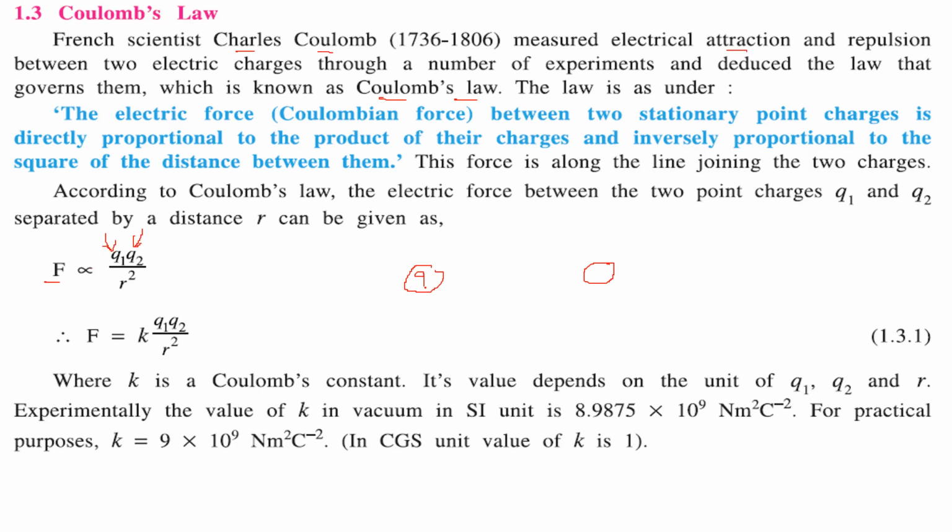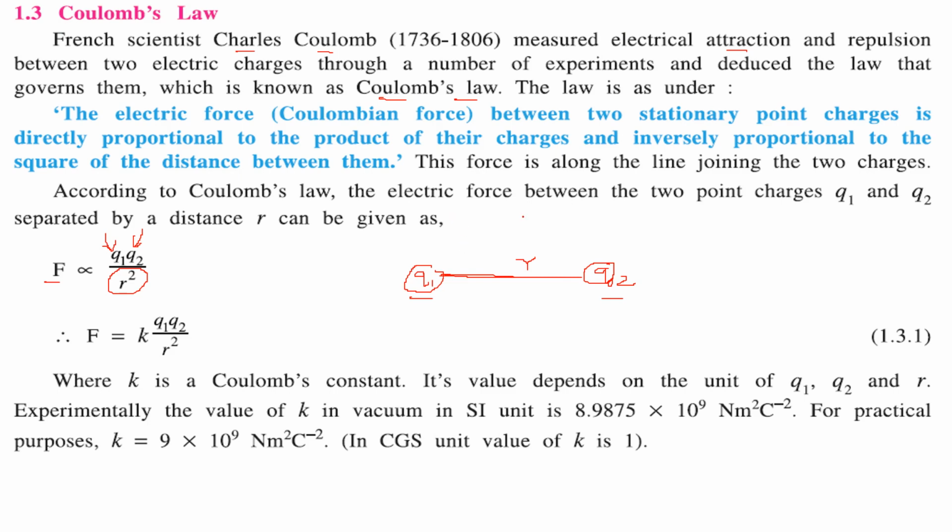If this is Q1, this is Q2, then this force is directly proportional to the product of their charges. And if the distance is r, then this force is inversely proportional to the square of the distance between them. And the force is along the line joining these two charges. So this is Coulomb's law.